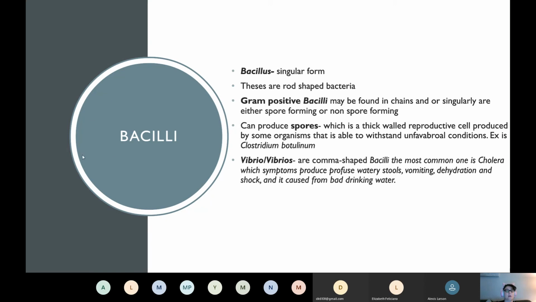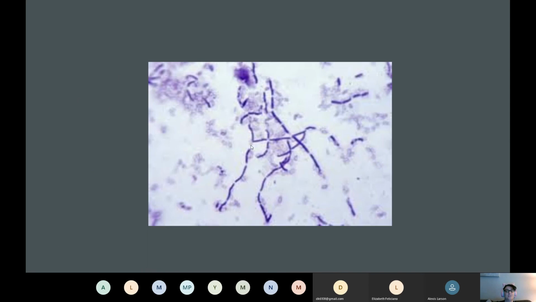Okay, so remember, make a little spore barrier all around your bacilli. And this is a classic example. Do you see the little rod? It looks just like a little dash. This is a gram positive bacilli.